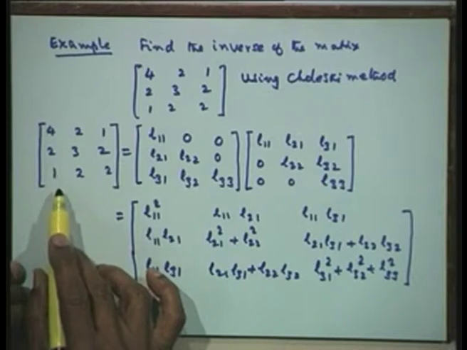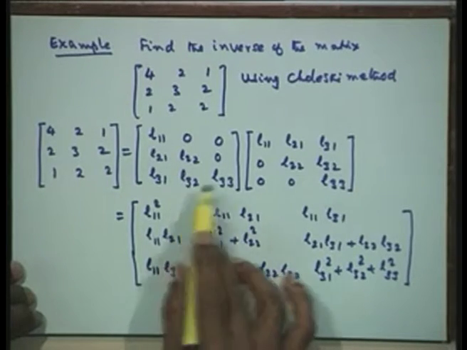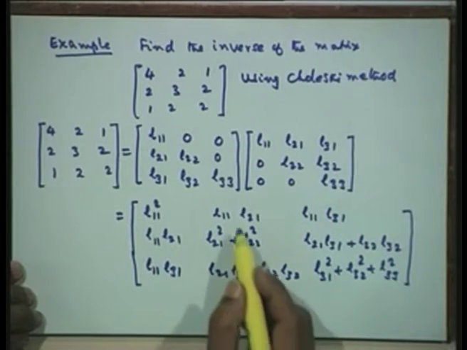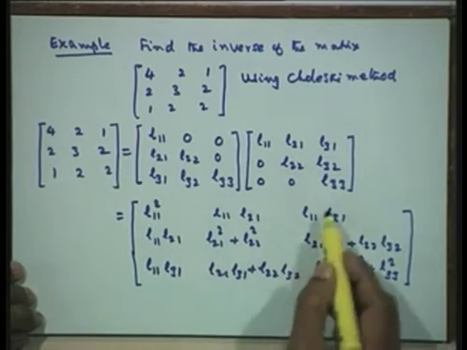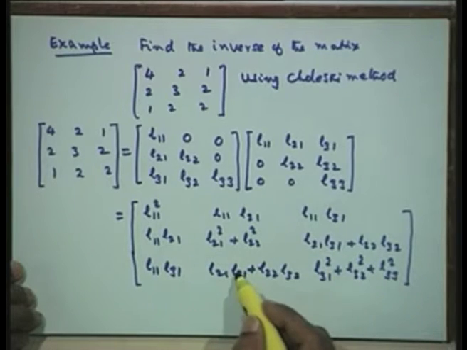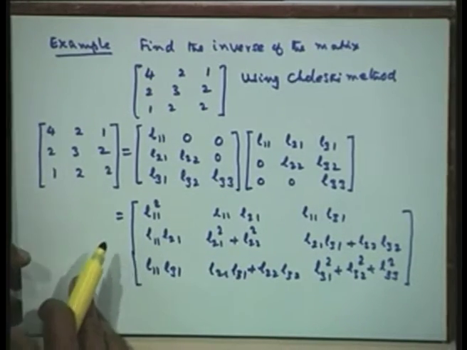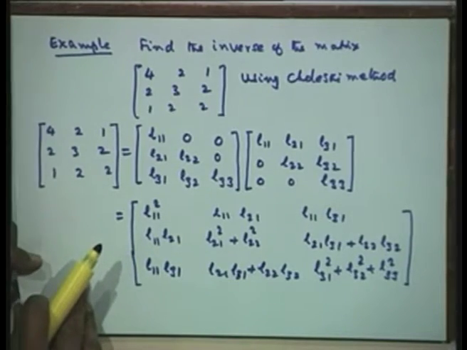Now the given matrix is symmetric, and since we have written it as L and L transpose, these will be symmetric also, therefore this element will be this, and this element will be this, because of the structure of the symmetry that we have used in constructing L and L transpose. Now I just compare these elements and write down the solution of these elements.